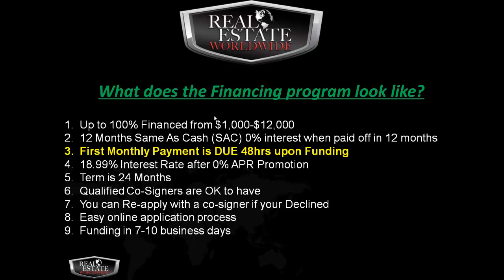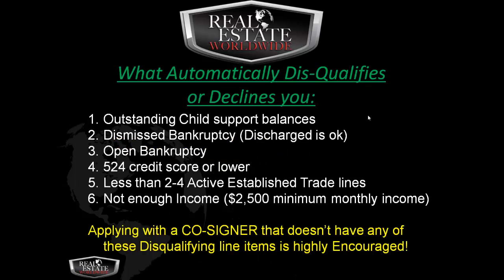So the things I'm going to show you in the next few minutes, if you don't qualify, please sign with a cosigner and apply that way to be able to get approved. If you are declined, you can apply with a cosigner as well. We've got an easy online application process I'm going to show you in a few minutes, and the funding process takes 7 to 10 business days, provided that we get everything back from you in a timely fashion. So awesome stuff that we have here.